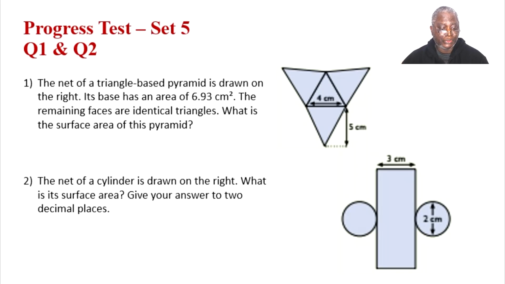Question 2. The net of a cylinder is drawn on the right. What is its surface area? Give your answer to 2 decimal places. And there's the diagram to help you.